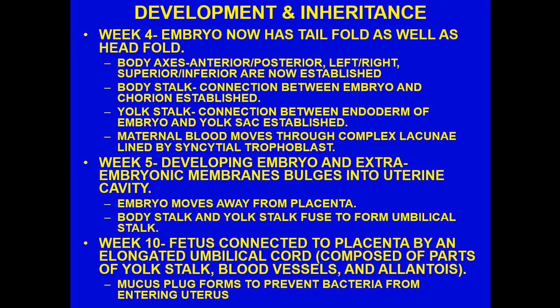Okay? Week five, the developing embryo and extraembryonic membranes will lead to bulges in the uterine cavity. The embryo moves away from the placenta. The body stalk and yolk stalk fuse to form what we call the umbilical stalk, which will eventually be the umbilical cord. By week 10, the fetus is connected to the placenta by an elongated umbilical cord, composed of parts of the yolk stalk, blood vessels, and allantois. Also, you'll notice a mucus plug forming. It forms down in the os at the cervix to prevent bacteria from entering the uterus.